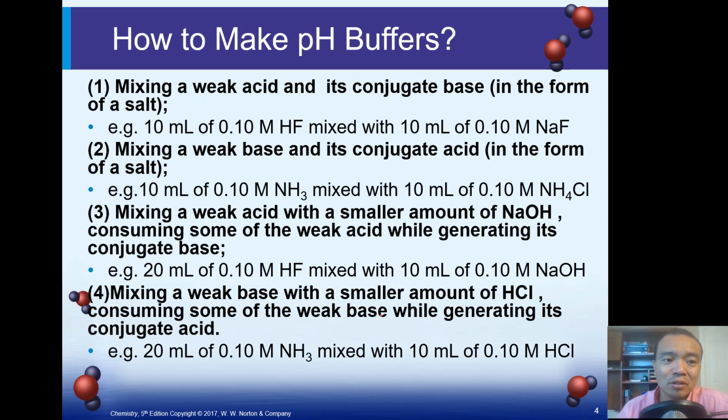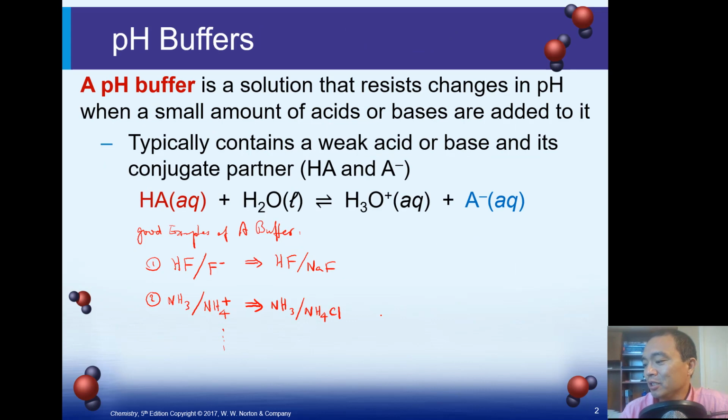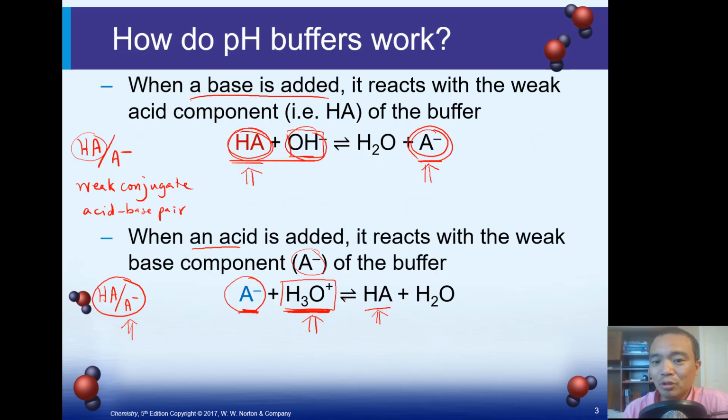Now let's talk about how to make pH buffers. In the previous slides, we already talked about you can directly mix the weak acid with the conjugate base in the form of salt. Or you have a weak base, then mix it up with the salt, which provides the conjugate acid. So that's the first two different methods to make a buffer.